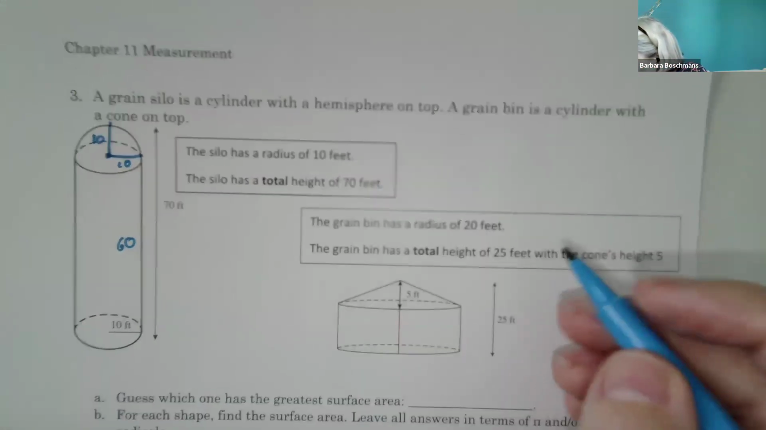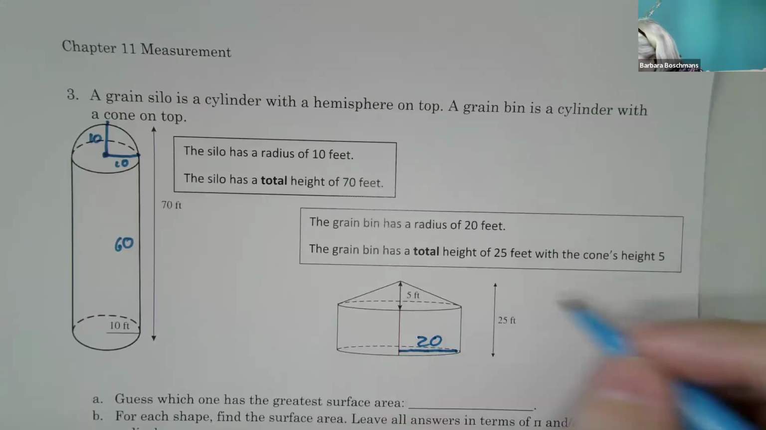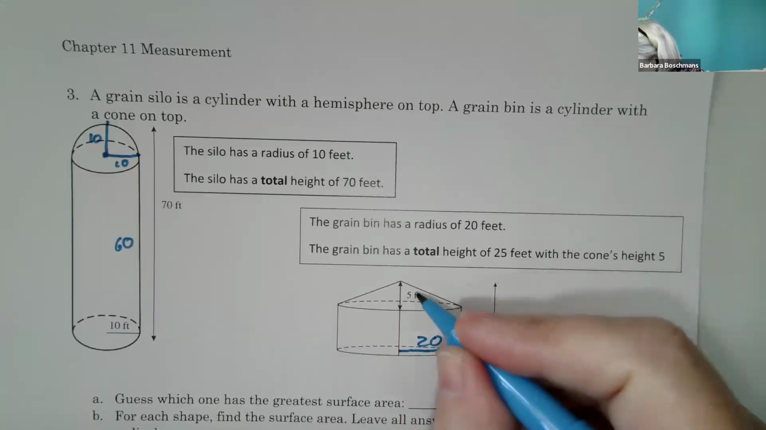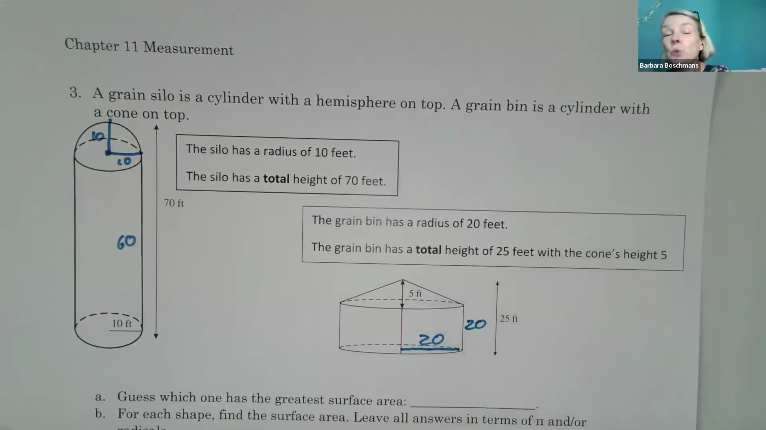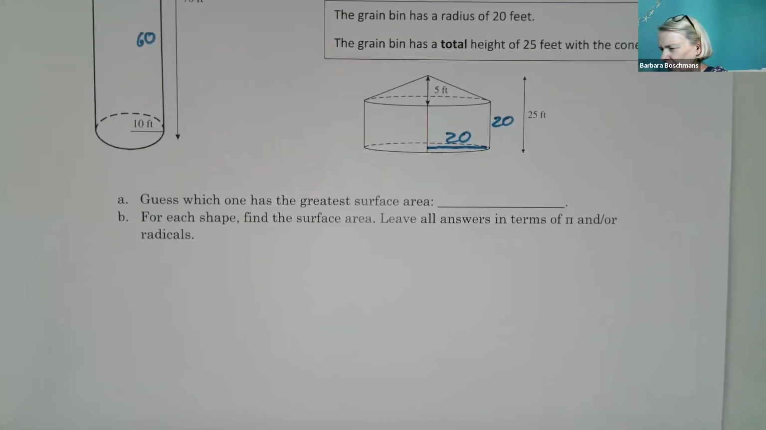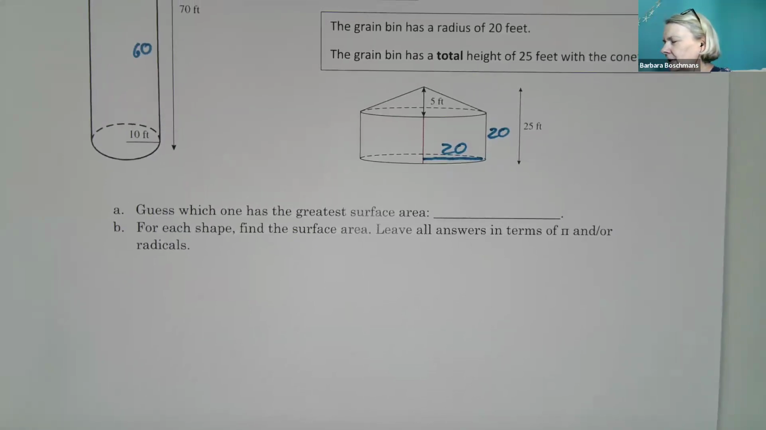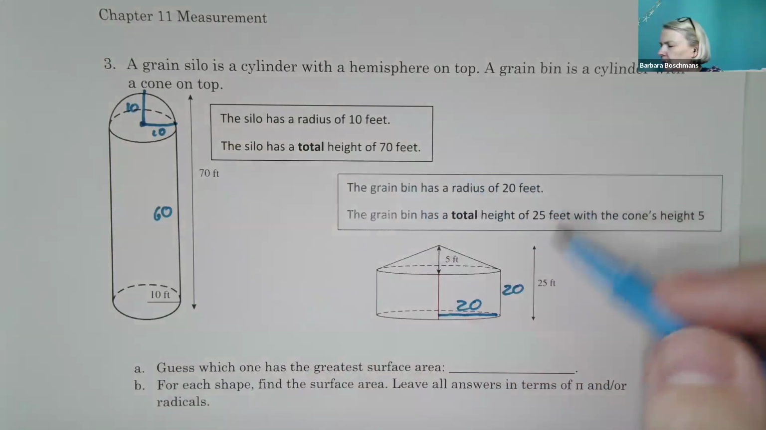The grain bin has a radius right here of 20 feet. It has a total height of 85 feet with the cone's height 25. That means this one is also 20. Guess which one has a greater surface area. Figure out for each of them what the surface area is. You can decide whether you include the bottom or not. I think they usually just sit on the ground, but if you want to include it, let's include the bases. However, it's open in between.